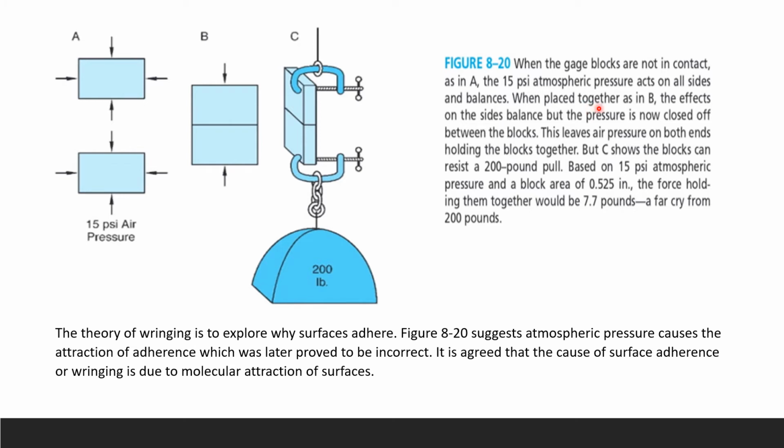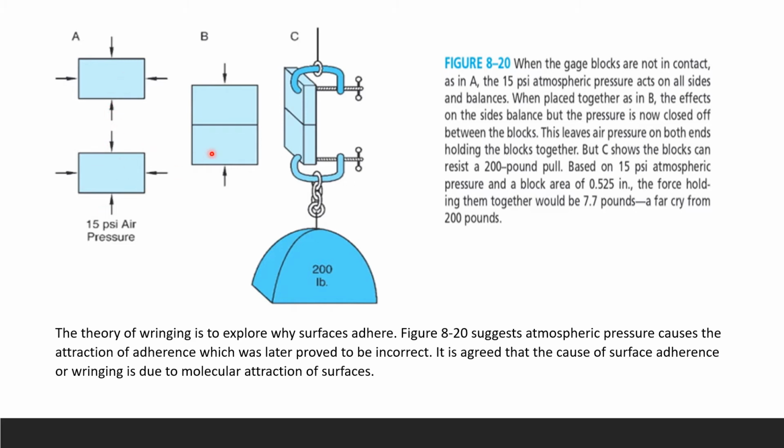So here, when you look at the gauge blocks, they are not in contact. So S and A right here, they're not in contact. The pressure, when you look at it, you're going to see the 15 psi. So that's your atmospheric pressure acting on all sides, okay? And they balance. So here they're separate surfaces.